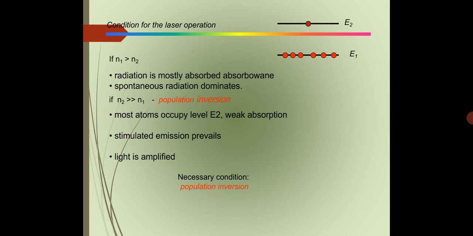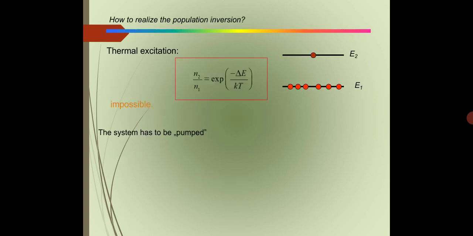So, the conditions for laser operation: normally the population at the ground state level, the number of electrons, is larger than the number of electrons in the higher energy level. Radiation is mostly absorbed, and then we get spontaneous emission. Then under the population inversion condition, the number of electrons in the higher energy level, N2, is very much larger than N1. Most atoms occupy level 2 with weak absorption, so there is stimulated emission and the light is amplified. It can also be achieved by thermal excitation.